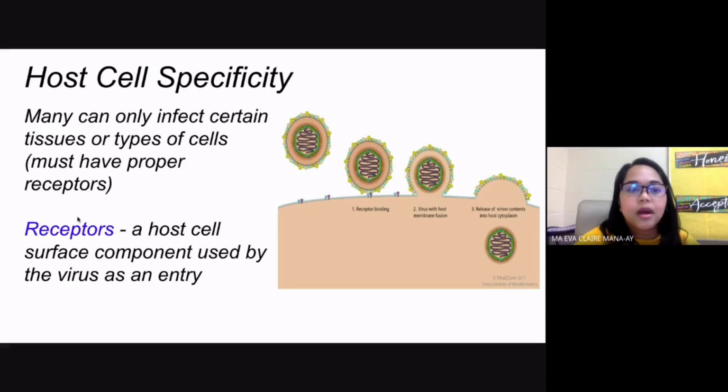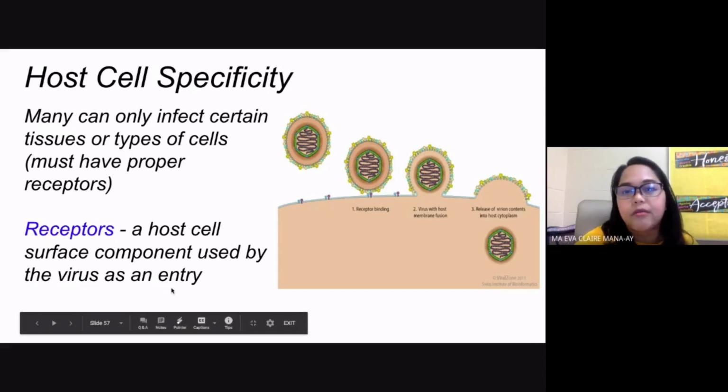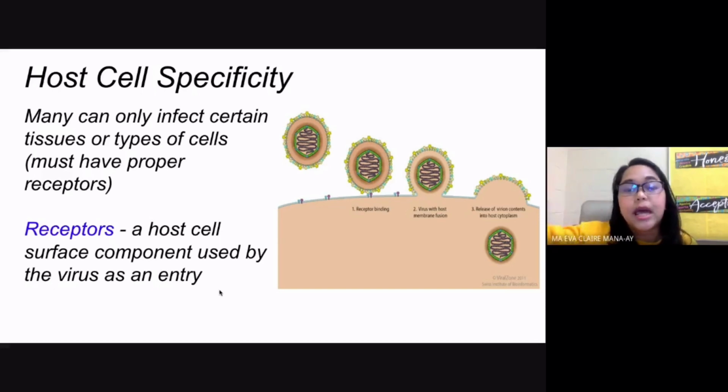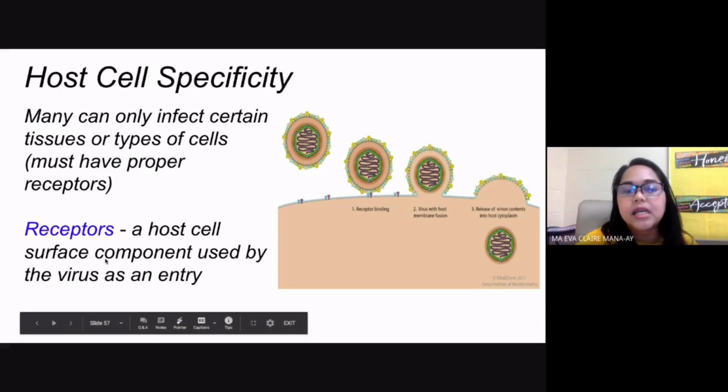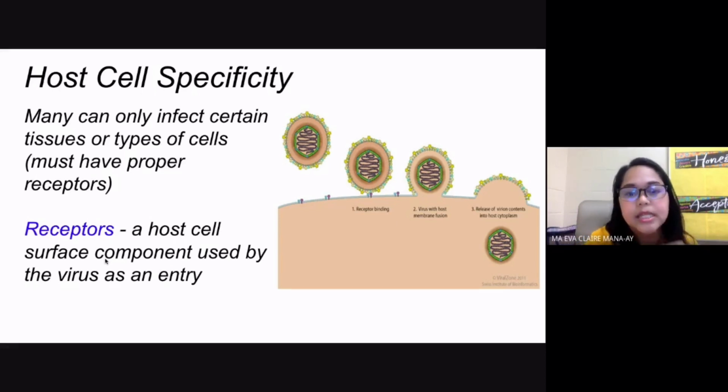Okay, so again, there is a term we call receptor. When you say receptor, these are surface components in your host cell that are used as an entryway for your virus. To be able to enter your cell, the human body for example, or any other organism's body, they should be able to bind to a receptor. Again, a receptor is a component of the surface of the host cell. The host cell is the cell that your virus would target.